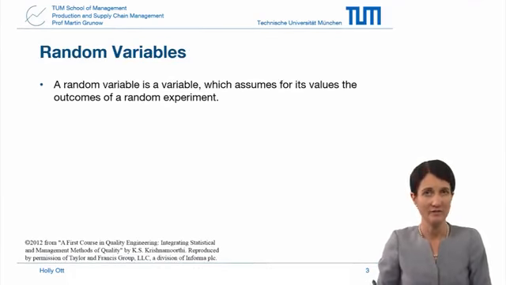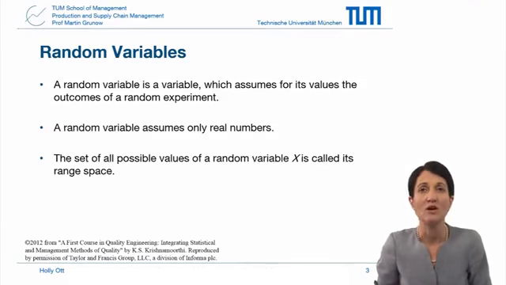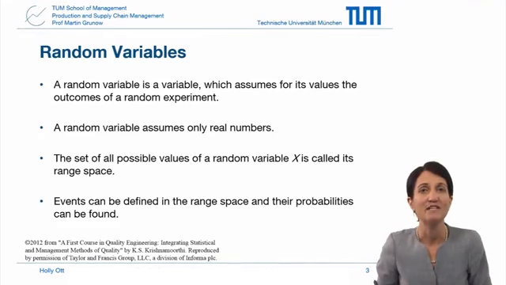So a few terms for the first page. A random variable is a variable which assumes for its values the outcome of a random experiment. And that means an experiment where we cannot predict what we're going to get. Now, a random variable assumes only real numbers, and the set of all possible values of a random variable, x, is called its range space. We can define events in the range space, and their probabilities can be found.